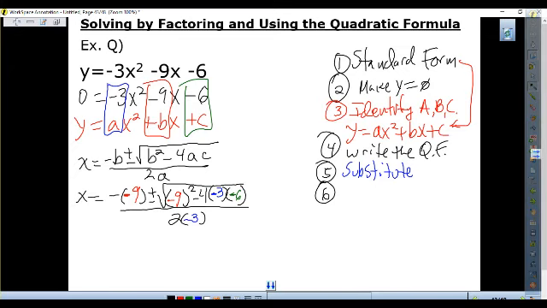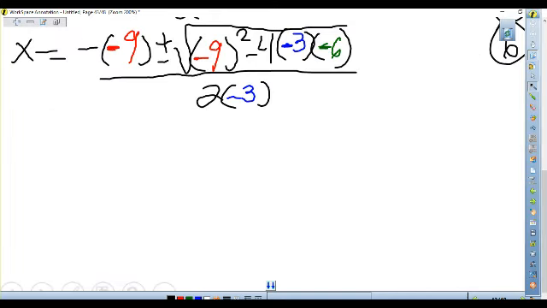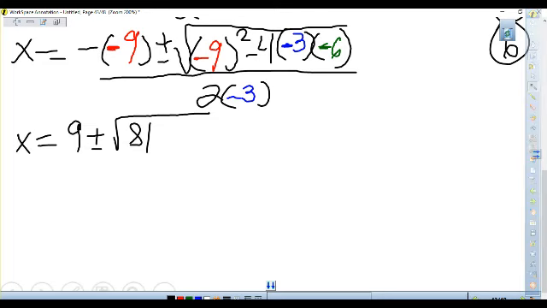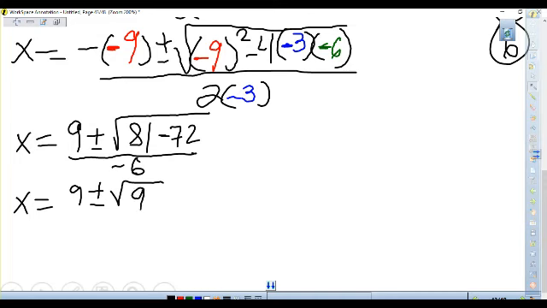Step 6. I'm going to go over step 6. Look at what I'm doing. Positive 9 plus minus square root. What is negative 9 squared? 81. What is negative 4 times negative 3? 12 times negative 6? Negative 72. 9. And all that over negative 6. X equals 9 plus minus. What is square root of 9? 3. Plus minus 3 over negative 6.